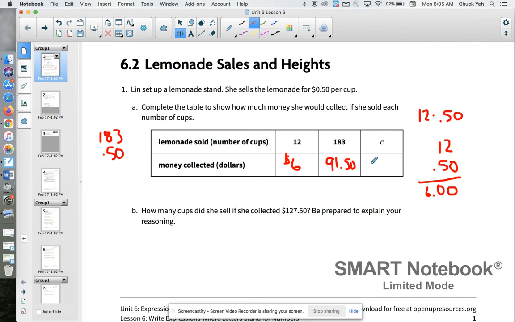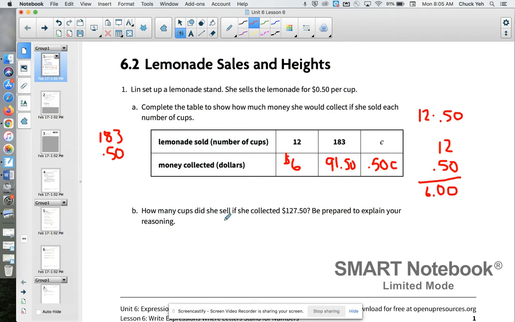All right. And now, what about if it's C? So we don't know how many cups it would sell. What have we been doing? We've been taking the 12 times 0.50, right? We've been taking the 183 times 0.50. So we don't know what C is. Can we just say 0.50 times C, right? If we're selling 6, it'd be 6 times 0.50. We try to put the number first before the variable. All right. So it'd be 0.50 times C.